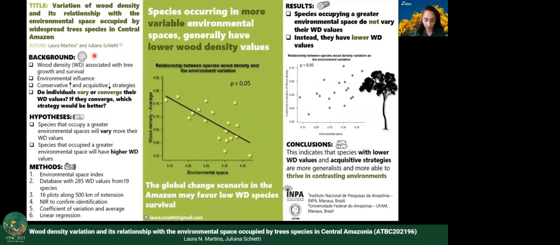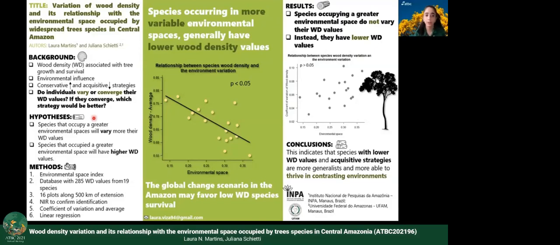But what happens with widespread species? Do their individuals vary or converge their wood density values? If they converge, which strategy would be the best? Conservative or acquisitive? So for these questions, we have two hypotheses.